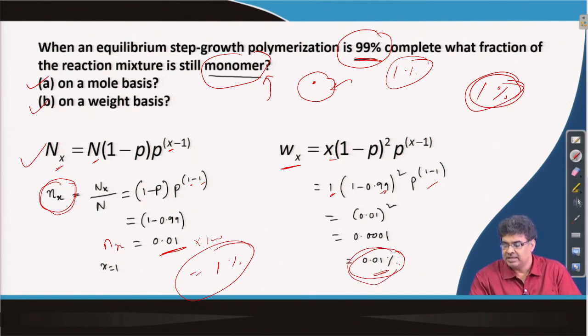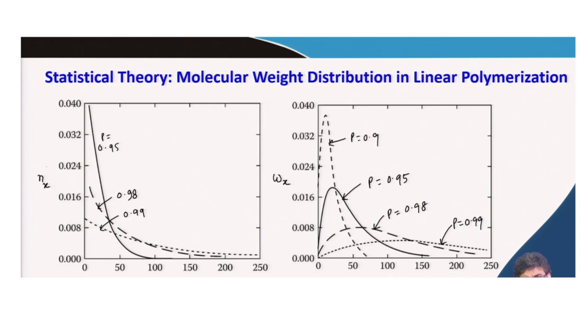Why is it very low? Because now you have made very big chains. Your chains' degree of polymerization is very high, so in comparison, the monomer weight fraction is very low. That's why the value is very low. I think it is clear.